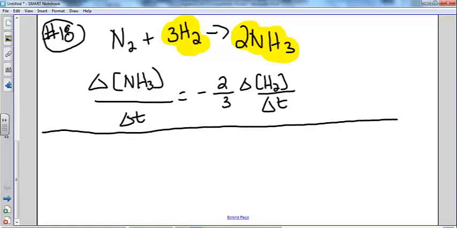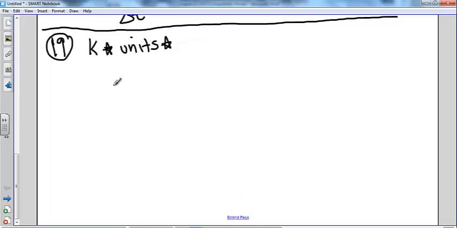Okay, let's do 19. Now 19 is a very important problem because, if you remember from the video, I talked about the fact that lowercase k has very funky units, meaning that they will change depending on the order of the reaction and what we end up with for our order of things. So if we look at 19, all we're going to do is establish the units. If you are not sure on some of these things, you can refer back to number 19 and it's going to give you the units.